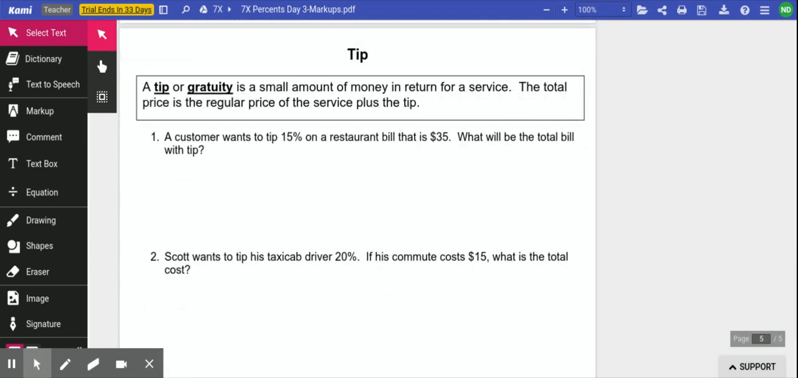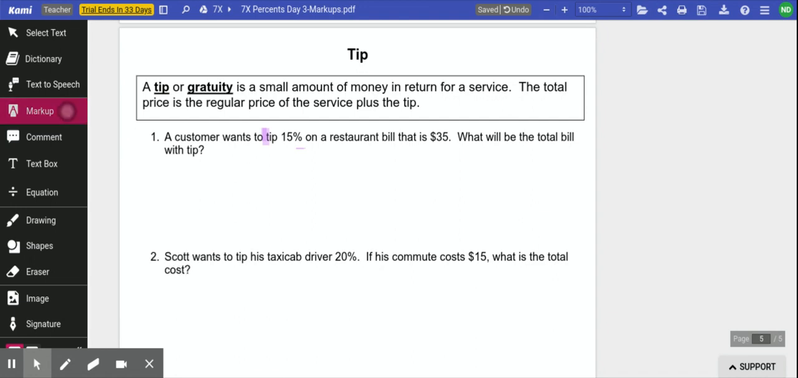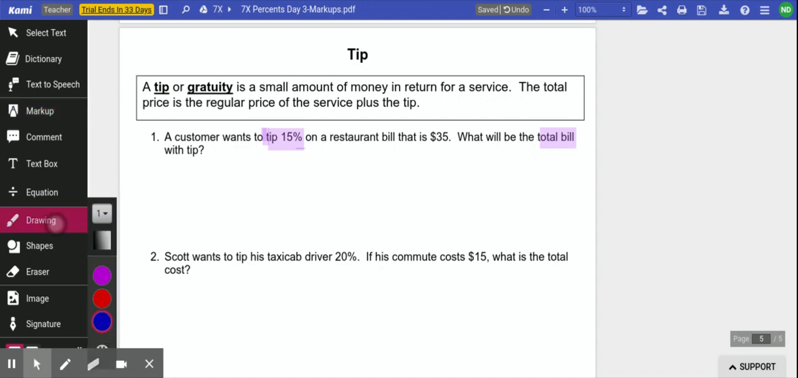So number 1 says a customer wants to tip 15% on a restaurant bill that's $35. What will be the total bill with tip? Well, again, key phrases are tip 15%, which I know is going to be a markup. And what is the total bill? So again, since it says total, I have to complete both of those steps. So my first step is to determine, well, what is 15% of $35? How much money am I tipping this waiter or waitress?